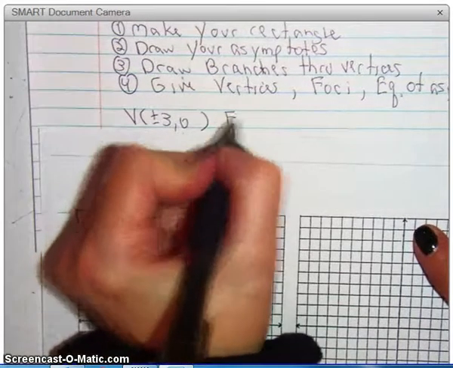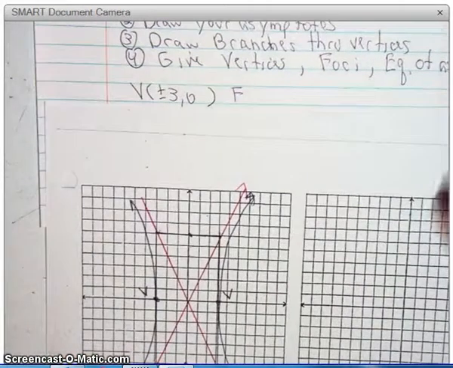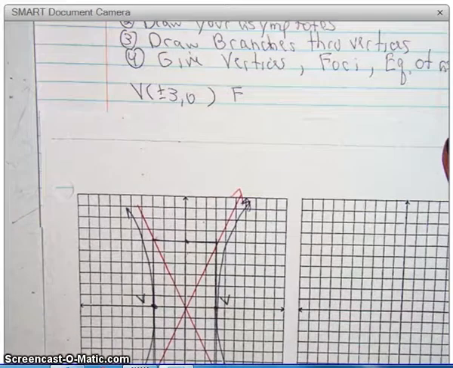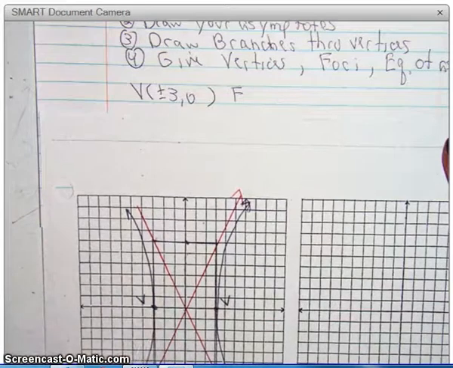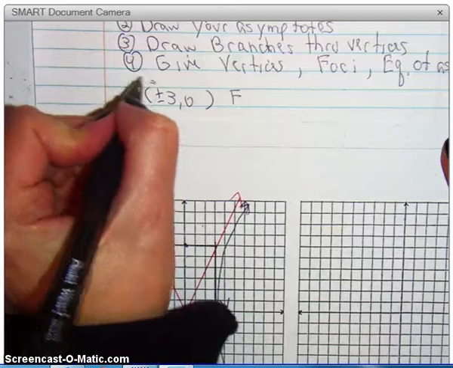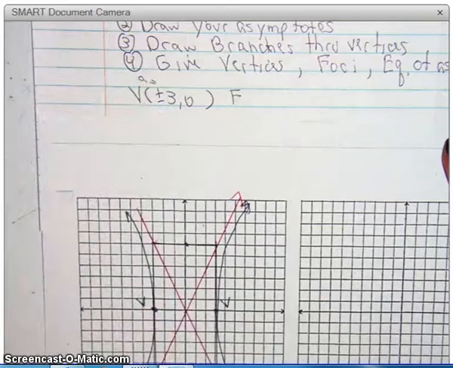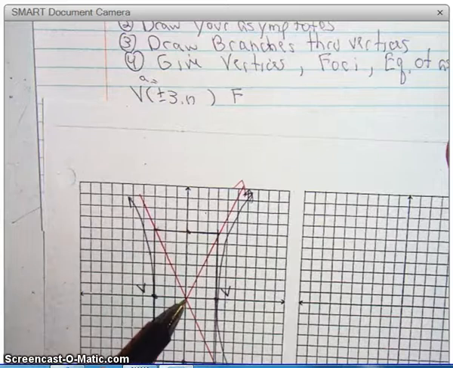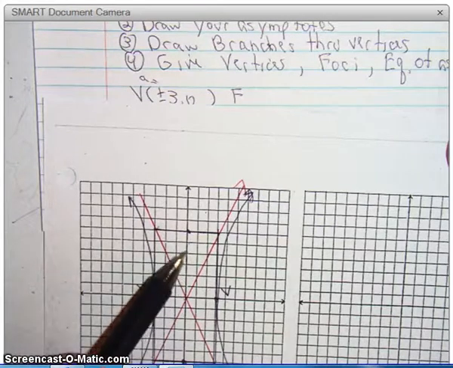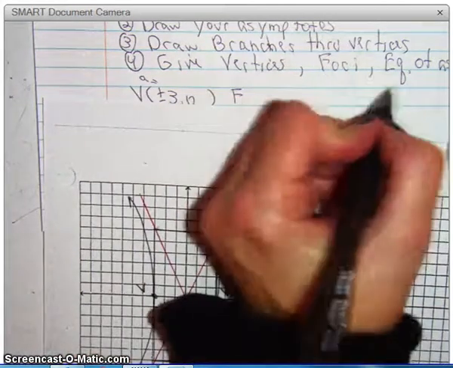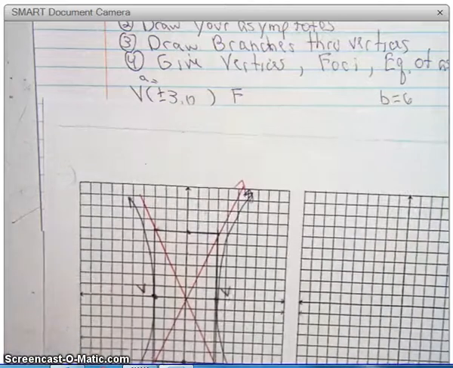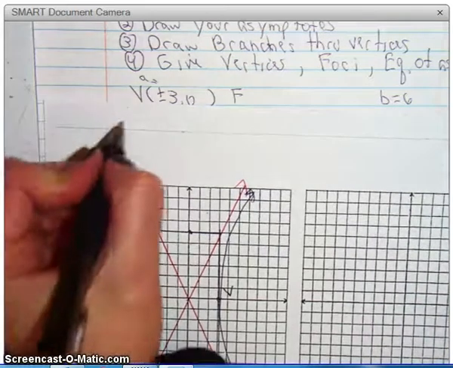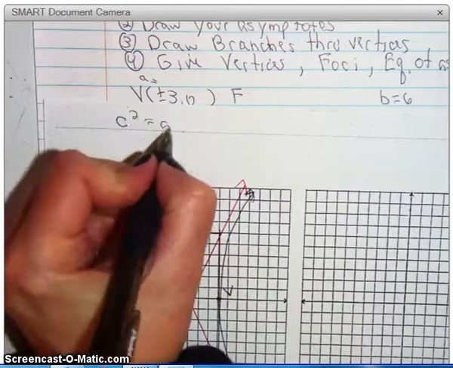The foci, we actually have to calculate out, do we not? Okay. Remember, distance from center to vertice is called A. Distance from center to this point is called B. So B is 1, 2, 3, 4, 5, 6. So now we need to use our equation and find the foci. So you ready to go? C squared equals A squared plus B squared.